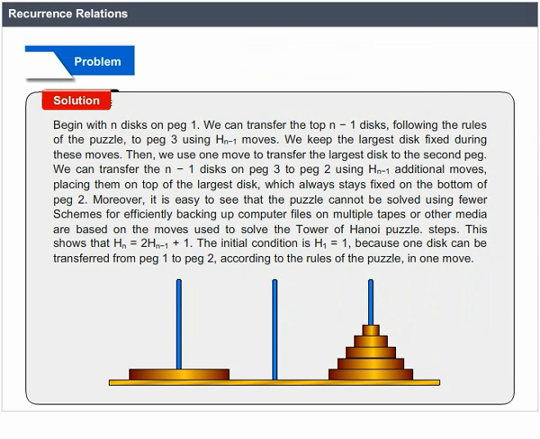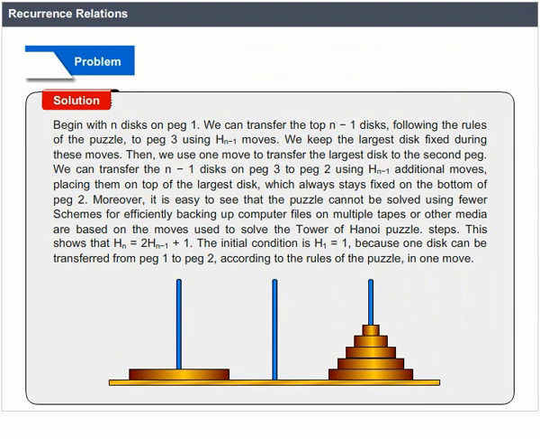We keep the largest disc fixed during these moves. Then we use one move to transfer the largest disc to the second peg. We can transfer the n minus 1 discs on peg 3 to peg 2 using H(n-1) additional moves, placing them on top of the largest disc, which always stays fixed on the bottom of peg 2.